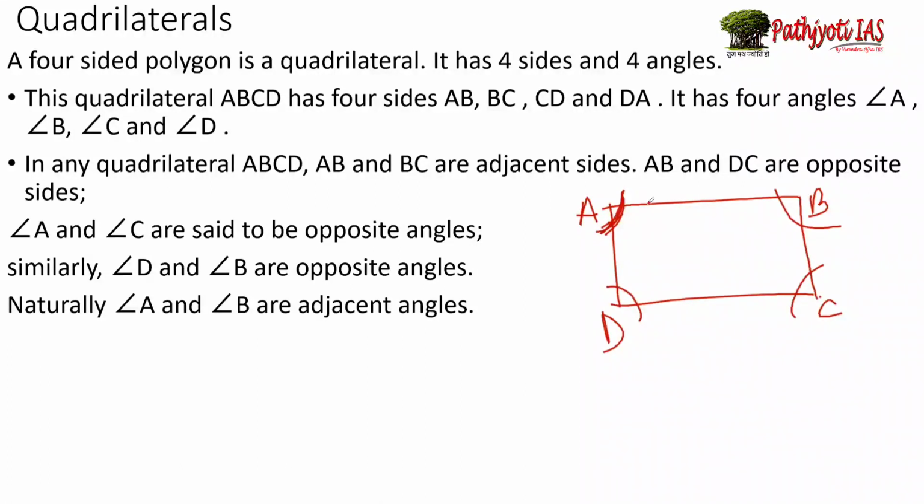So similar way में this one, A and B, these are adjacent to each other. A and D is adjacent to each other. D and C is adjacent to each other. Similar way में B and C is adjacent to each other. So this is about the angles, adjacent angles and opposite sides. तो हम लोगों ने समझ लिया.